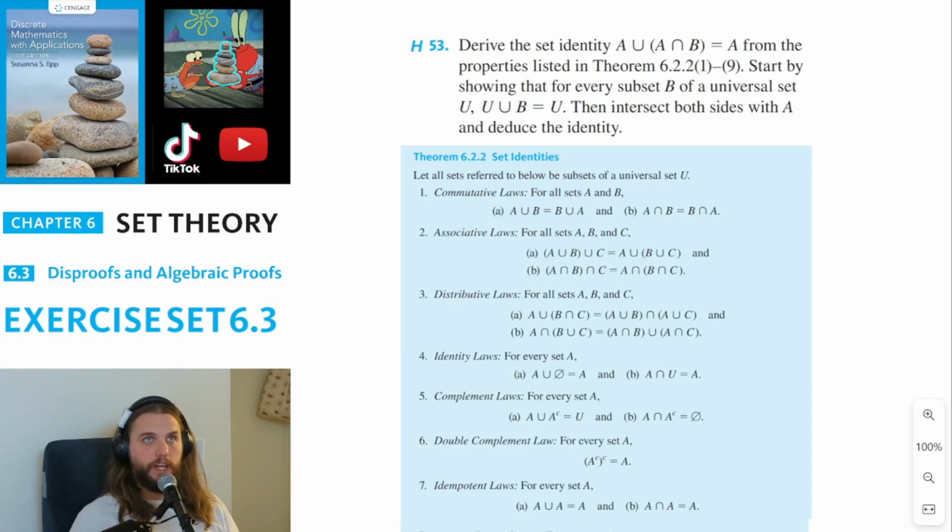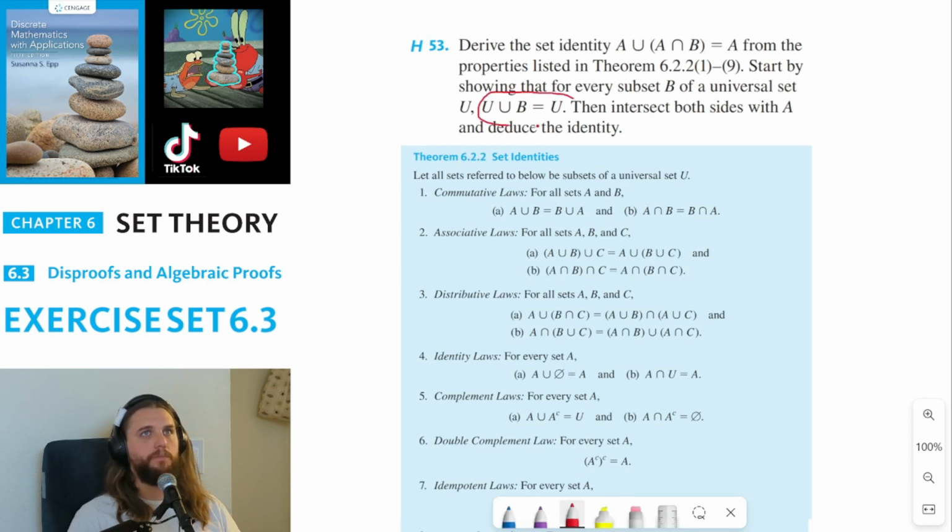Derive the set identity A union A intersection B equals A from the properties listed in theorem 6.2.2, laws 1 through 9. Start by showing that for every subset B of a universal set U, the universal set U union B equals the universal set. Then intersect both sides with A and deduce the identity.